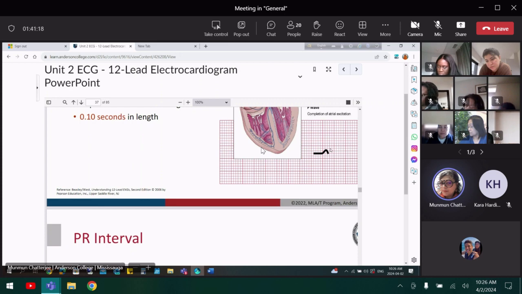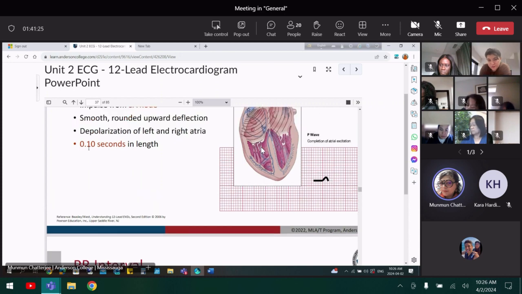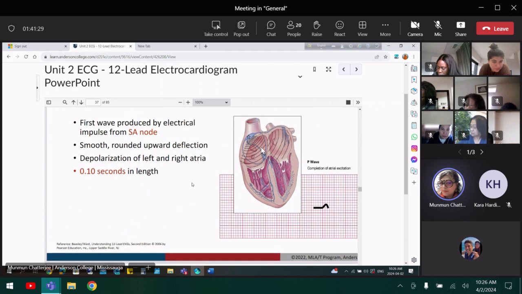So generally the P wave covers 2.5 squares and takes 0.1 second. Do these calculations. Make it very clear in your brain.